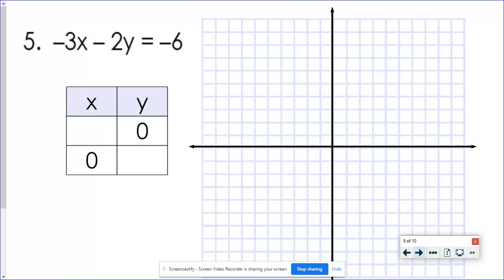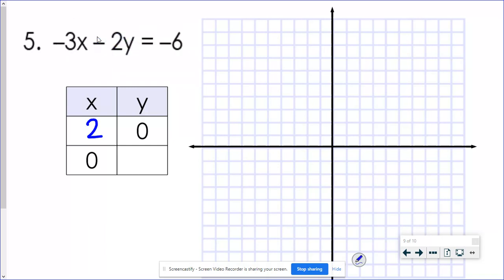One more problem. This time, everything's got negatives in there. So if the y is 0, let me do a keep change right there. -2 times 0 would be 0, and adding 0 doesn't do anything, so I can just ignore this part. So I have -3 times something gives me -6. That something would have to be a +2. I'll graph both of these at the end this time instead of graphing them individually.